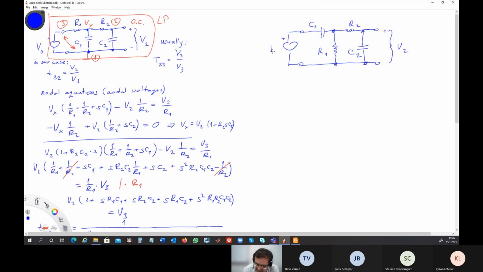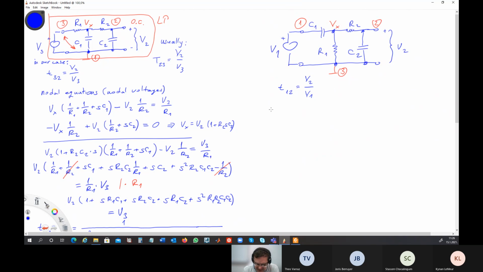Okay, and now we have the following network. This is node 1. This is still node 2 as before. Node 3 is now here. It is grounded, and we have an ideal source. Here is auxiliary Vx. We have an ideal voltage source V1, and now we are going to find T 1, 2, which is V2 over V1.